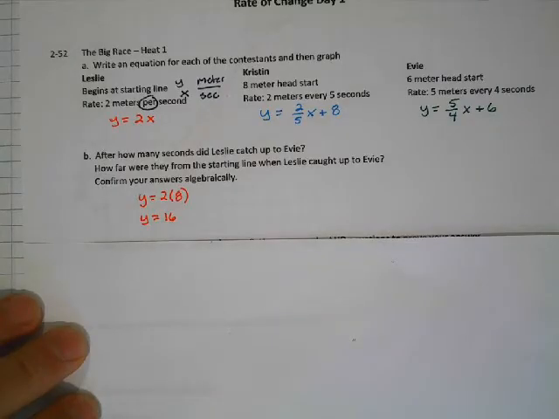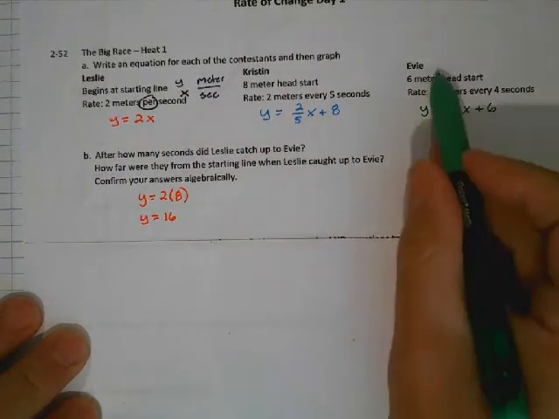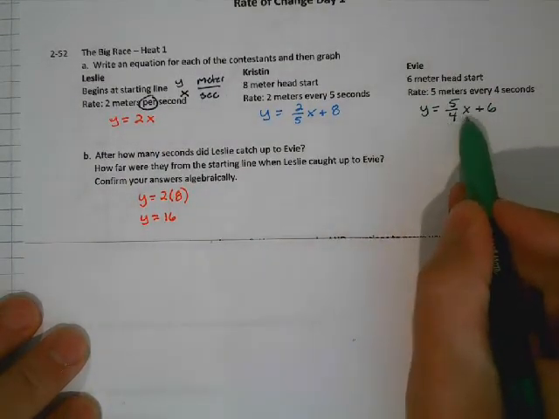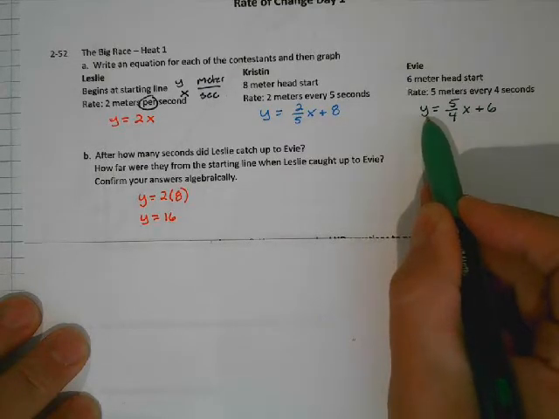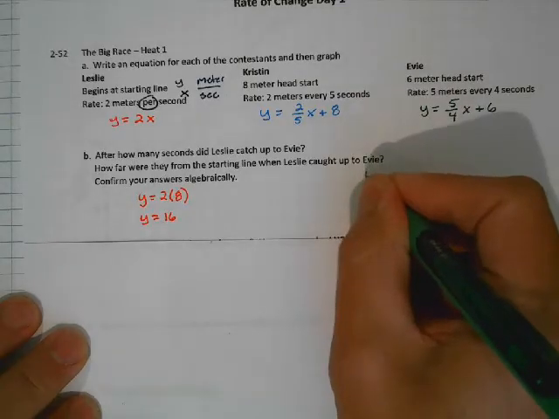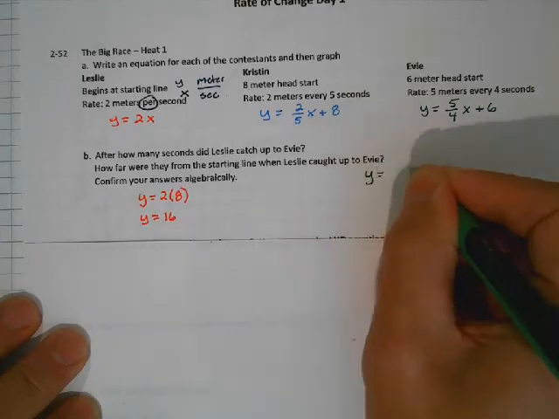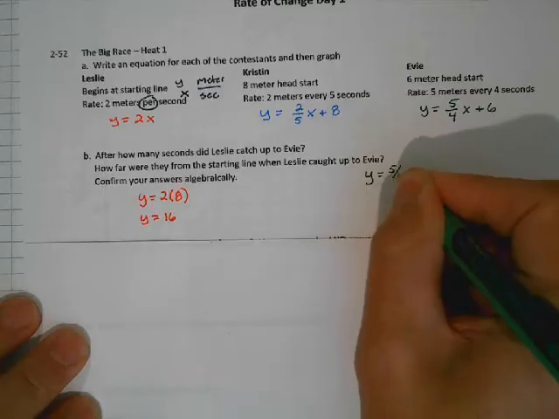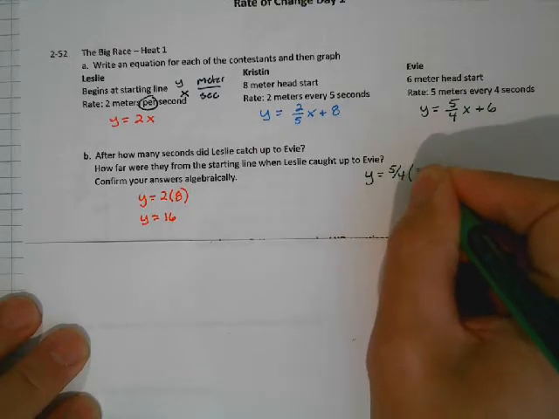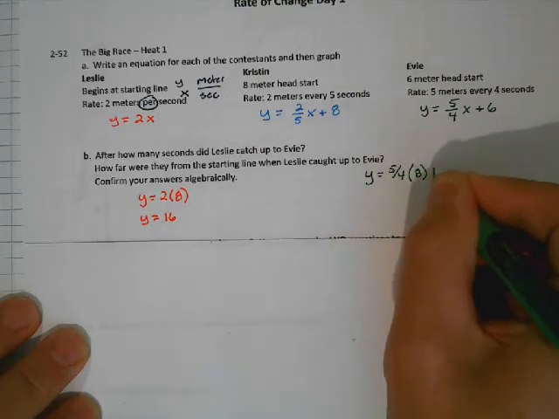All right, now to prove that they're at the same spot at 8 seconds, we would then evaluate Evie's equation for x equals 8 seconds, and then check to see if indeed she's at 16 meters at that point. So we're going to do y equals 5/4 x plus 6. We're going to evaluate for 8 seconds plus 6.